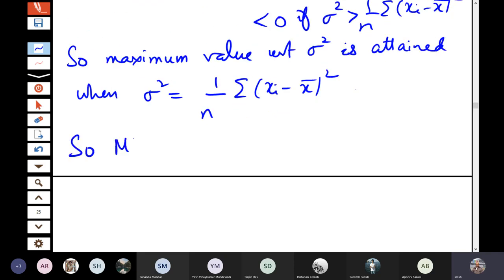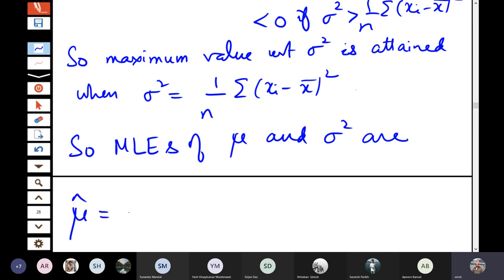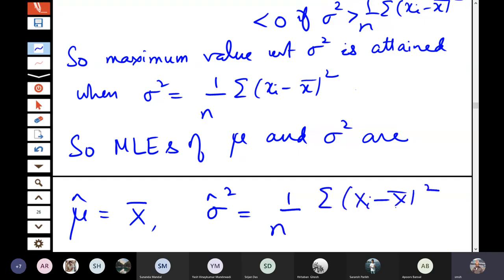So the maximum likelihood estimators of mu and sigma square are mu hat is equal to x bar and sigma hat square is equal to 1 by n sigma xi minus x bar square. So this is the method of obtaining maximum likelihood estimators for the parameters of a distribution.